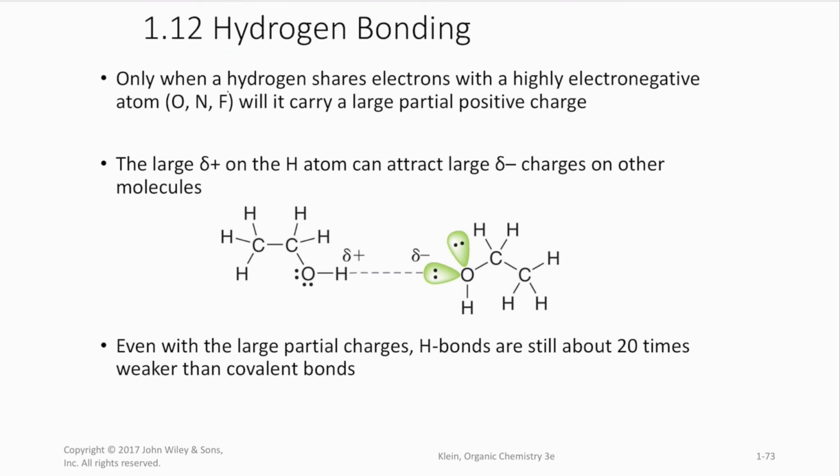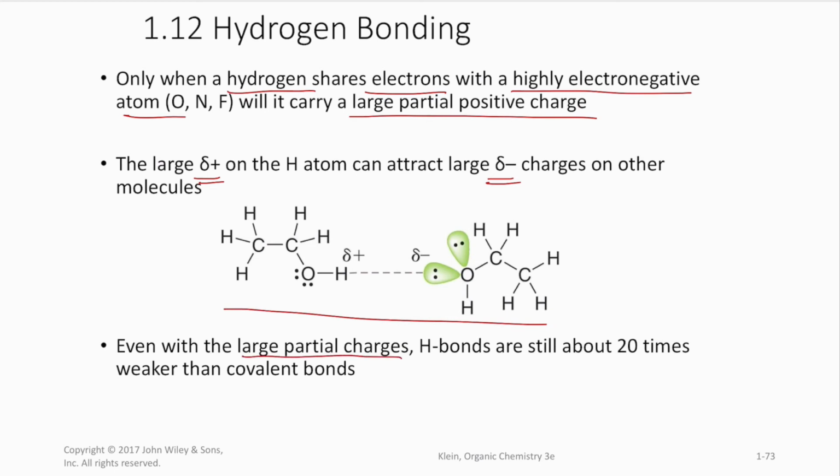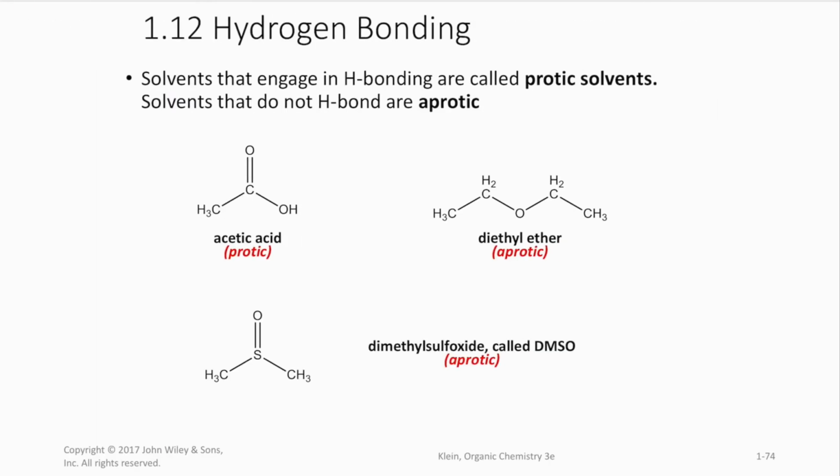Only when a hydrogen shares electrons with a highly electronegative atom will it carry a large partial positive charge. This large partial positive charge can attract large negative charges, which creates the attractions. Even with large partial charges, hydrogen bonds are still about 20 times weaker than covalent bonds. Notice that hydrogen bonds are still intermolecular forces, not intramolecular forces.